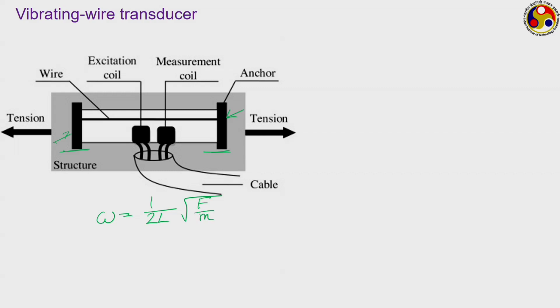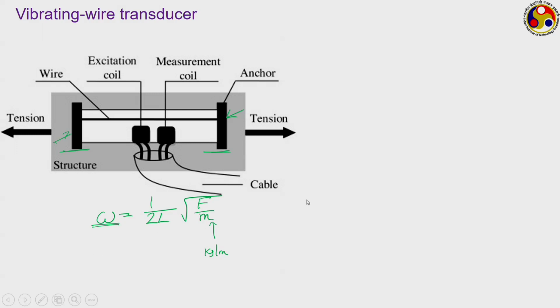Here m refers to the mass of the wire per unit length, that is, m has a unit of kg per meter, and F is the force which we are trying to measure. So, if we know the value of omega, then we can easily calculate the value of this force, and to know this natural frequency we generally have some kind of excitation coil, some magnetic field which tries to pick up this oscillation and provides a way of measuring the value of omega.